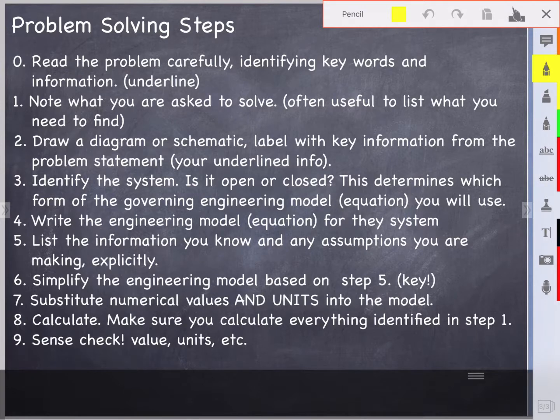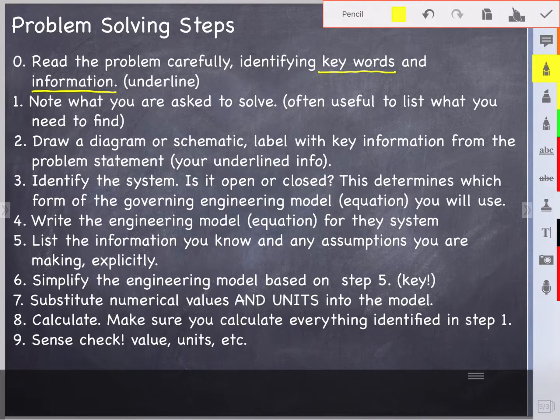When I'm reading the problem statement, I like to do it with a pencil in hand so I can underline the keywords and the information as I encounter it. It keeps me from missing things and makes it less likely that I will forget to use some key information in the problem statement.